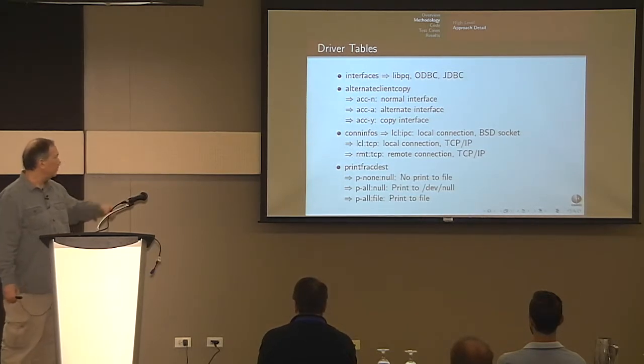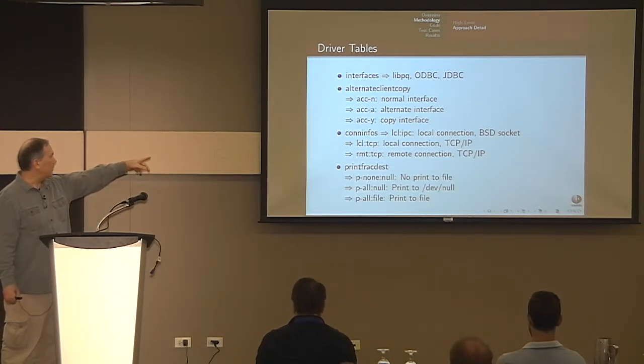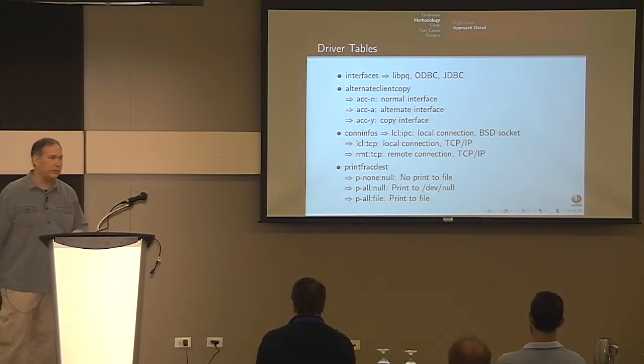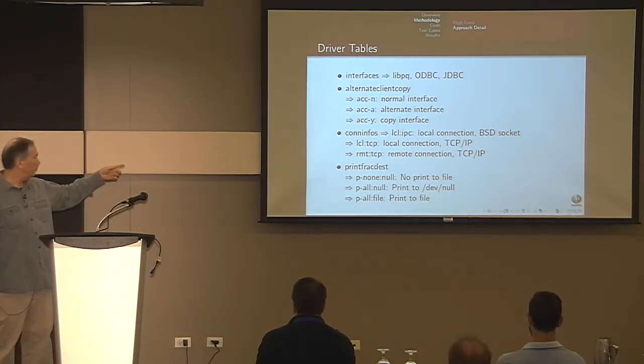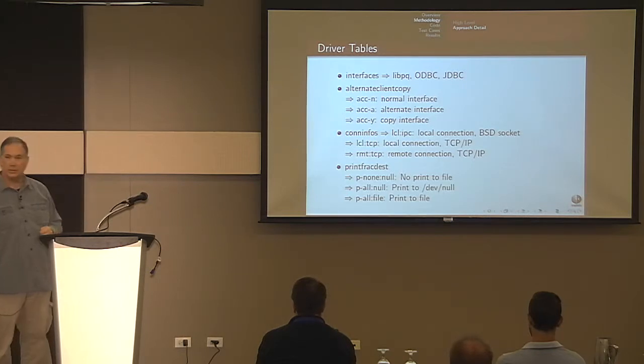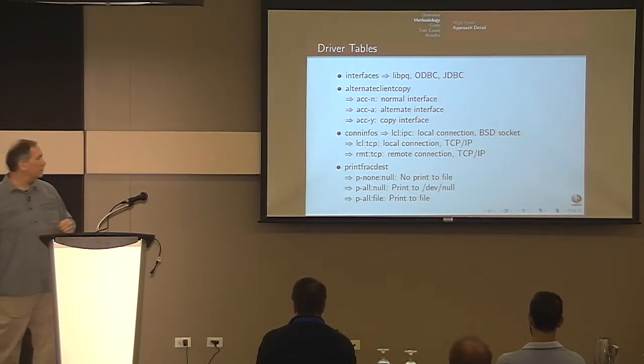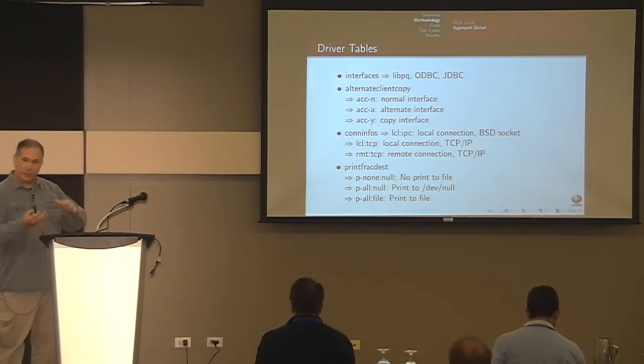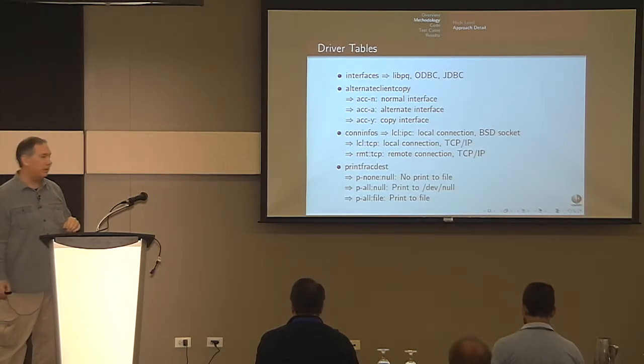The conInfos table is giving me my connection information, so that's where I'm going to control. LCL IPC means local interprocess communication, so that's your BSD sockets connection. Local TCP would be a local TCP connection, and RMT, remote TCP, is obviously a remote TCP connection. So for instance, Java cannot have a local IPC connection, but libpq and ODBC can, so that limits the sets to some degree that JDBC can participate in.